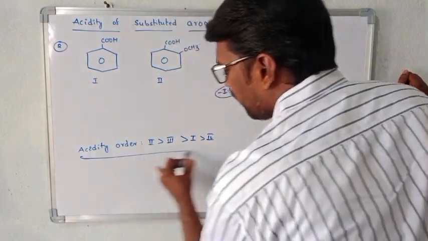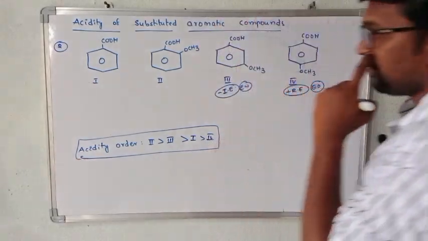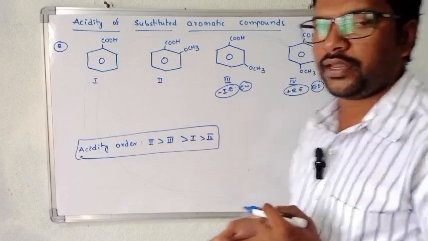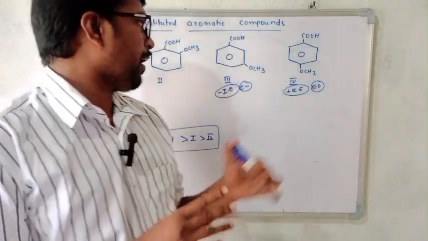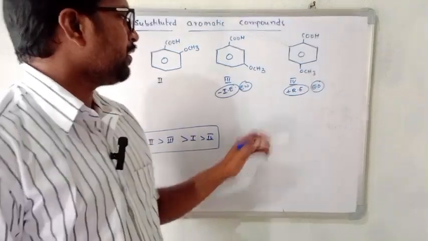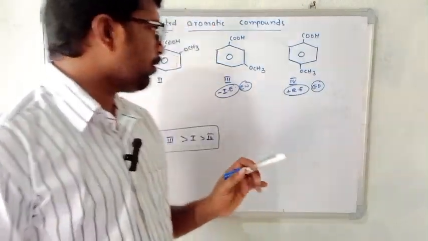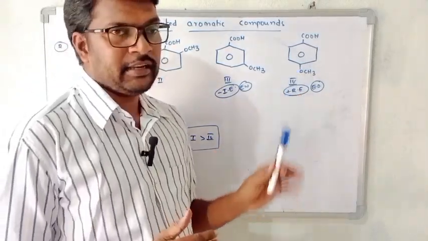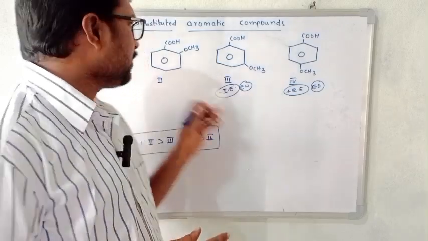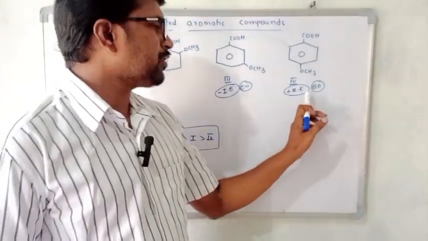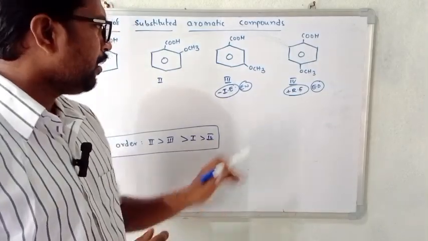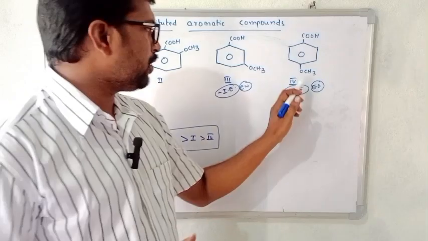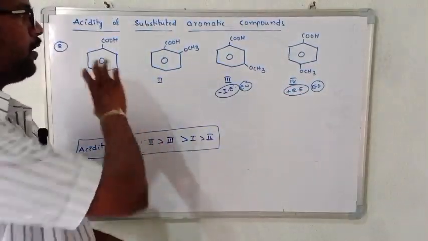So if you write the SDT order, this is the order: ortho is greater than meta, after that the standard, and the least one is para. Whenever you take the para position, the OCH3 group acts as an electron donating group. Whenever electron donating nature is present, it does not have SDT nature, that means it decreases the SDT nature. That's why when you compare these four compounds, this fourth one has less electron withdrawing nature, that means it has more electron donation nature, so it has a lower SDT order. Okay, so that is an example.